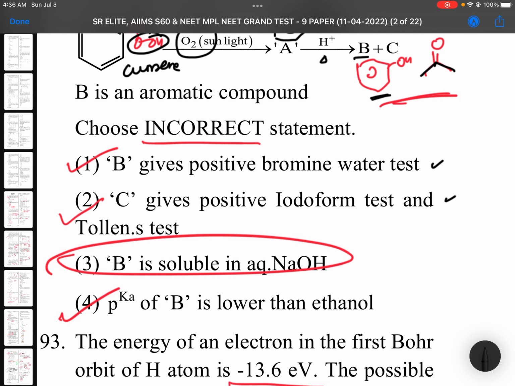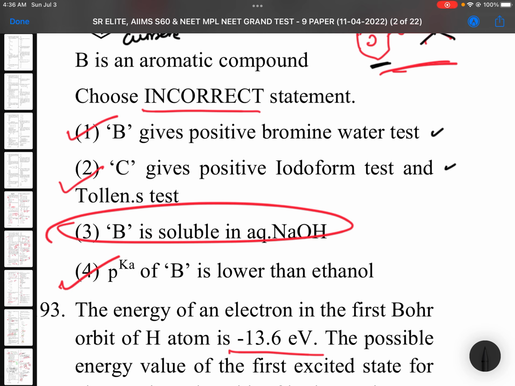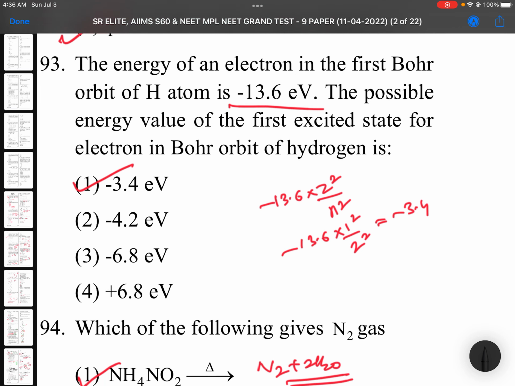That is about acetone. pKa of B is lower than ethanol. pKa lower means stronger acid. That is also right. So this is the wrong statement. The energy of an electron in the first Bohr orbital of hydrogen is minus 13.6. The possible energy value of the first excited state, so direct, first excited state n is equal to 2, minus 3.4. If second excited state is there, n is equal to 3, that will come minus 1.5.